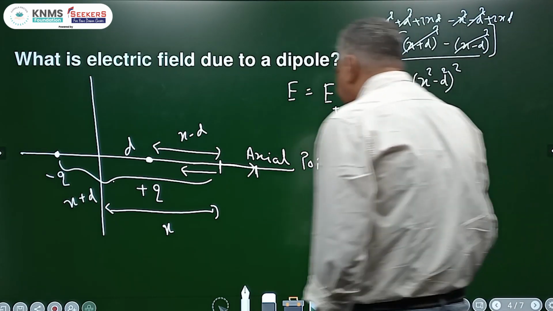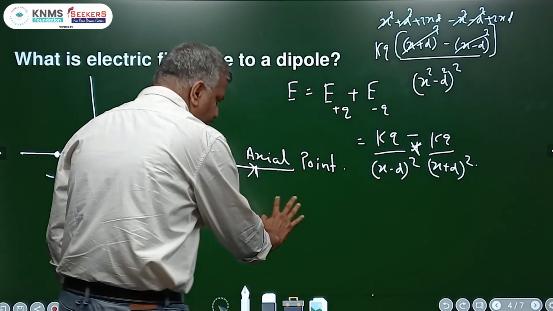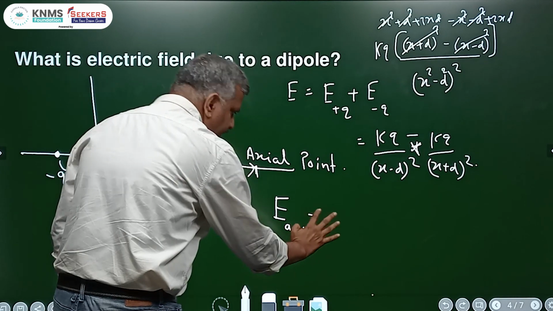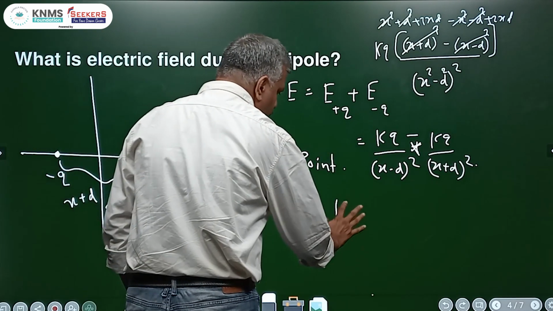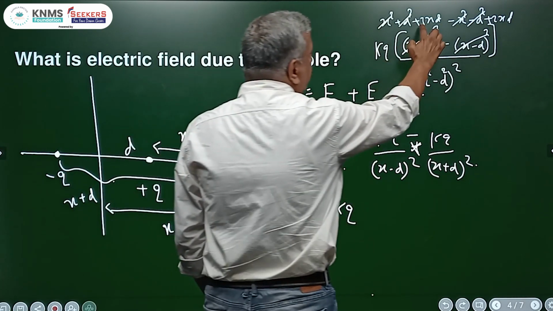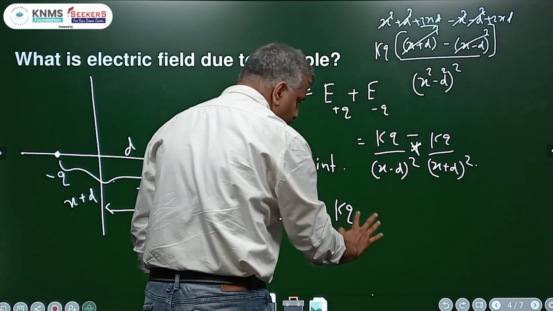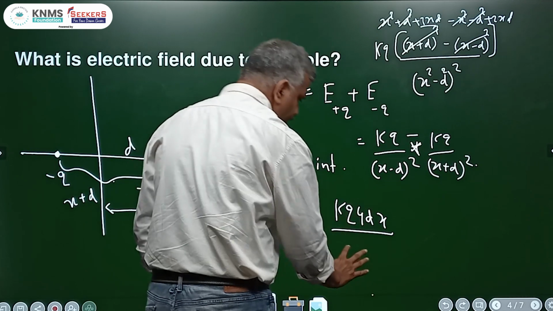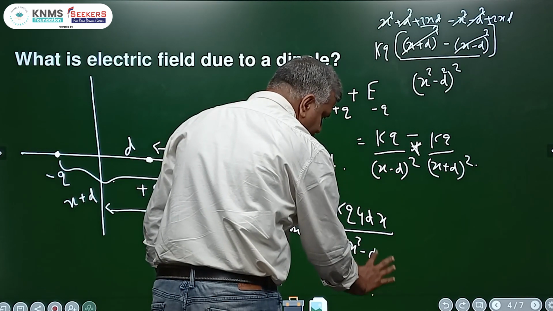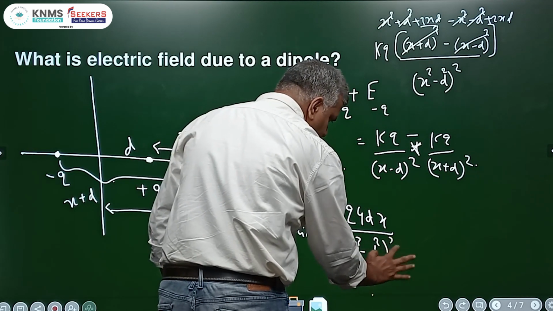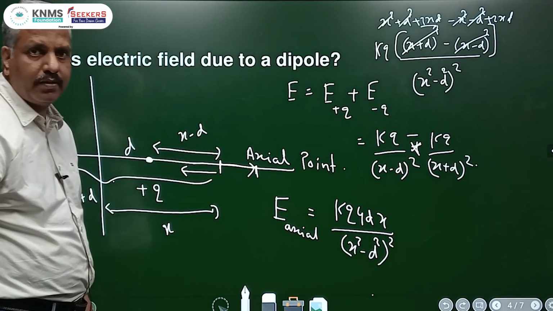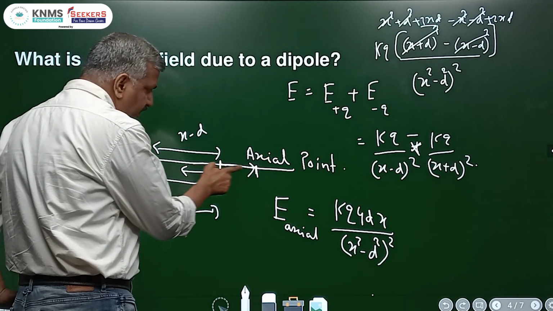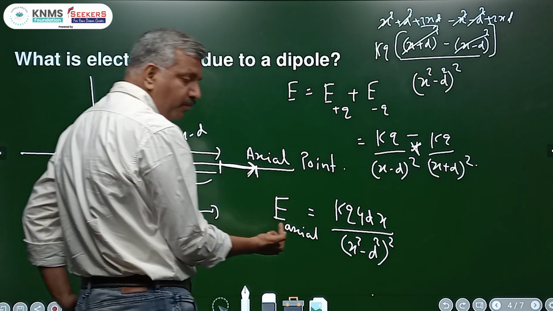So, you will get that the electric field at an axial point is equal to kq. So, you have 2xd here, 2xd here. So, 4 times d into x divided by x squared minus d squared the whole squared. Okay. Now, the electric field is in which direction? It is in this direction, same as that of p.